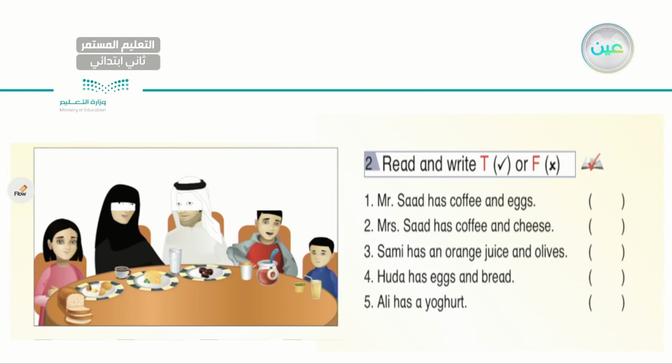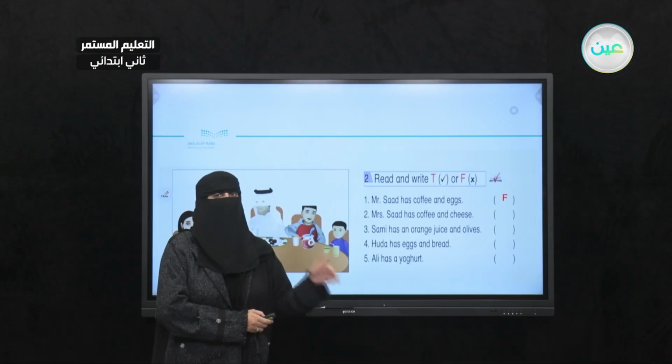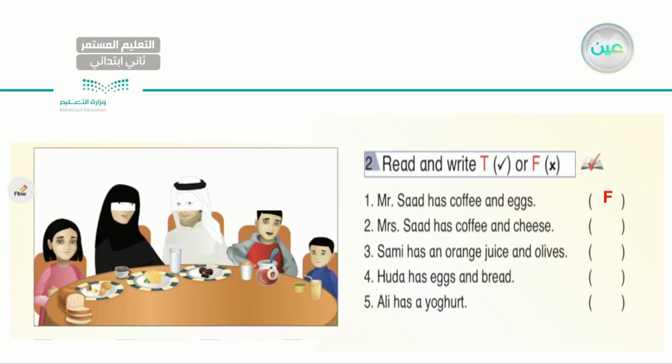Can you see coffee and eggs on the table in front of him? Actually, I can see a glass of milk and some dates. So the answer is false. It's not correct. Now let's go to number 2. Mrs. Saad has coffee and cheese. Now let's move to the mother on the table. Let's look at the food right in front of her. I can see a slice of cheese, a cup of coffee. The sentence is true.